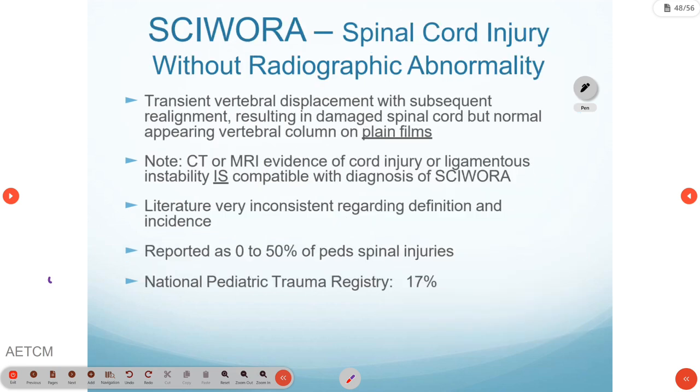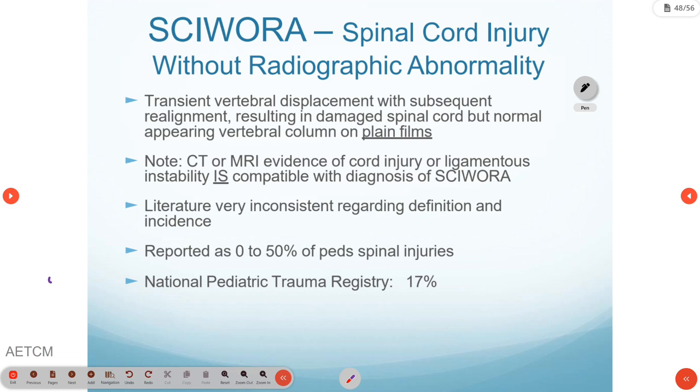Then coming to the term SCIWORA. SCIWORA is spinal cord injury without radiographic abnormality. This is one thing that is different from your adult. In pediatrics, transient vertebral displacement with subsequent realignment results in a damaged spinal cord but a normal-appearing vertebral column on plain films. That is basically, if you take an X-ray, your film will be normal.